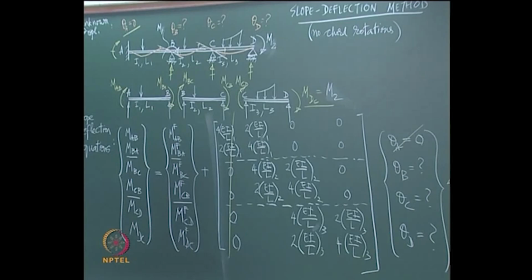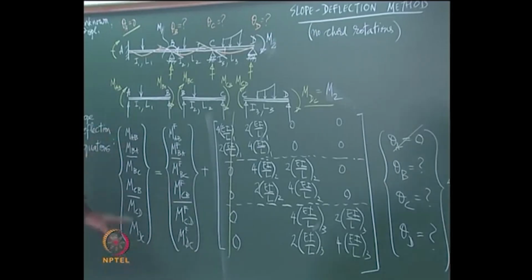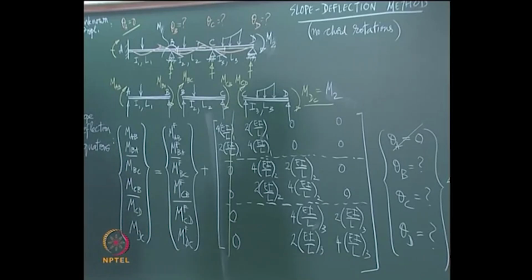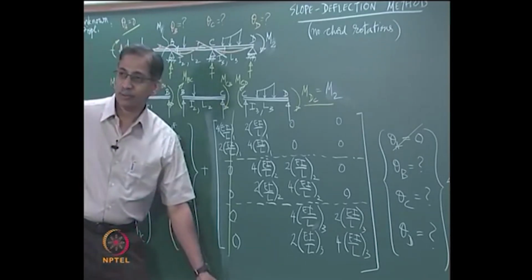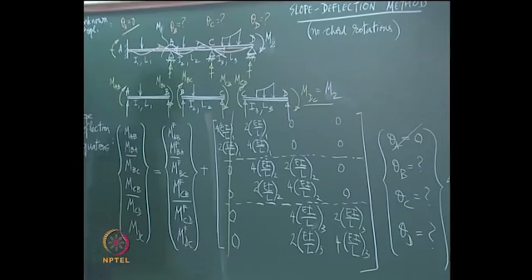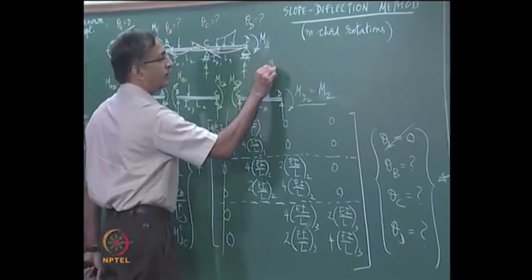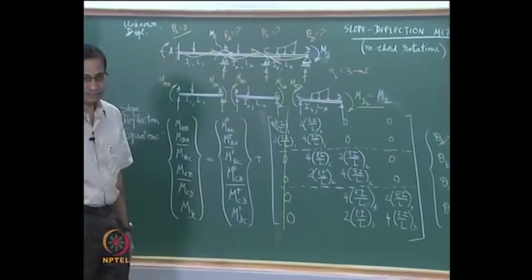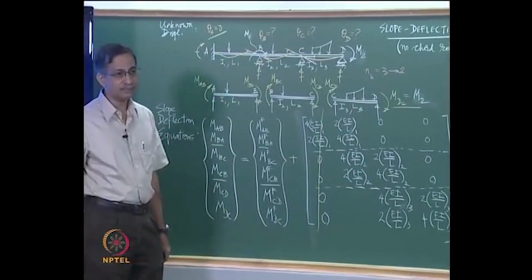In this method you do not have to worry about fixing the unknown rotations and all that, you can do it mechanically. In fact, this is how all the books teach you, but we are trying to take some more advantages. What is the additional advantage we take? We reduce the degree of kinematic indeterminacy to how much? We reduced from 3 to 2. How do we do that?